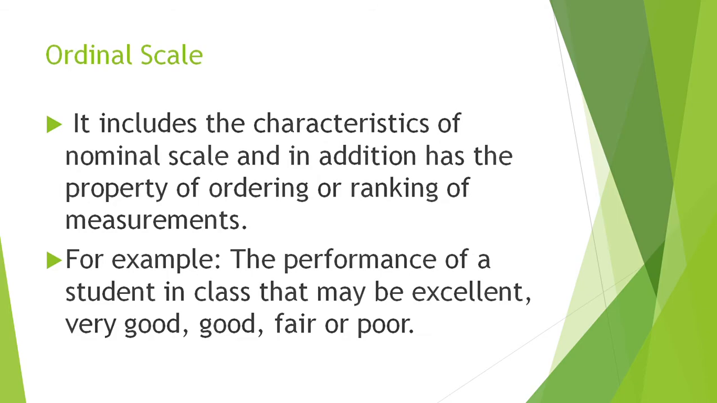Then ordinal scale. It includes the characteristics of nominal scale and in addition has the property of ordering or ranking of the measurement. For example, the performance of a student in a class may be excellent, very good, good, fair or poor. So these are all different from each other. Only one will be selected at a time, like nominal scale, but these have order included, and these all have different meaning. I think this is clear to you.